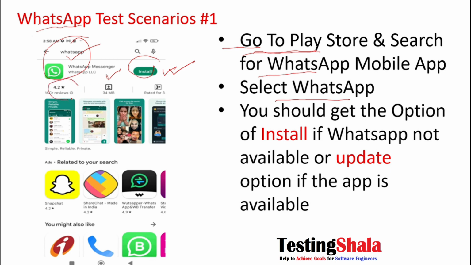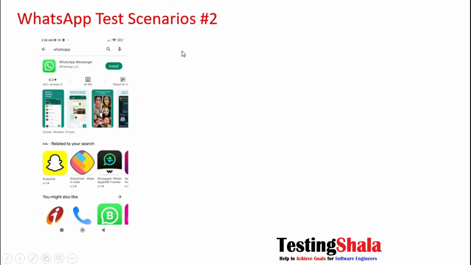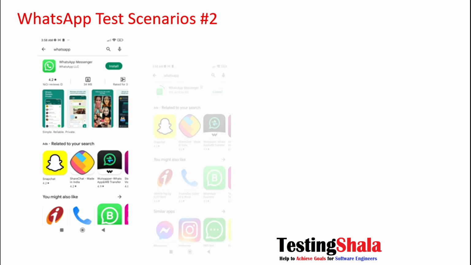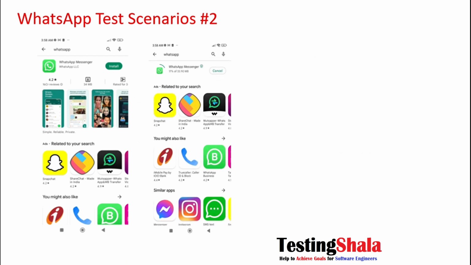You should also be able to see whether there are any review comments, what the size of the file is, and what the ratings are. Everything we should validate for this WhatsApp application. Once we are able to see this page, on clicking the install button, what should happen? When you click on install, you should be able to install the application. That is the second scenario we are talking about.